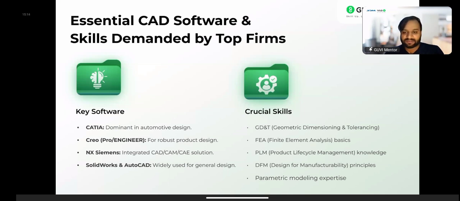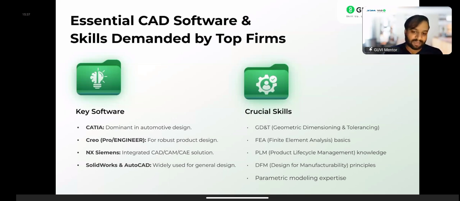DFM is the design for manufacturing principle. Basically, for example, if you're designing any plastic product, right, their manufacturing is basically what we will do. We will go to an injection molding frame, and according to their rules and regulations, according to DFM rules, we will design our product, right? That is what DFM means.